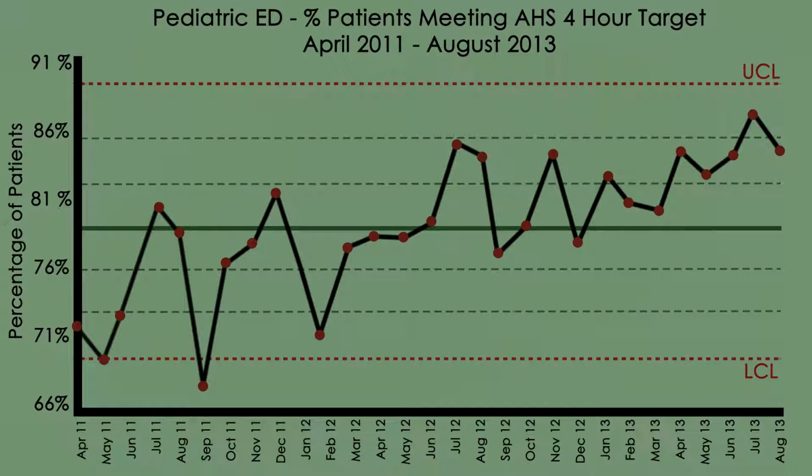Here is a control chart you may encounter in your role. What can you conclude? Would you say this process is in control or out of control? Is there any special cause variation?